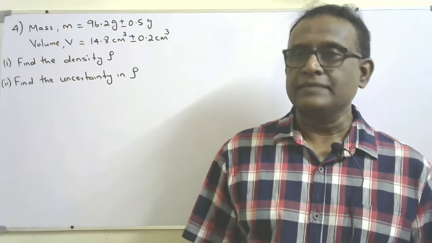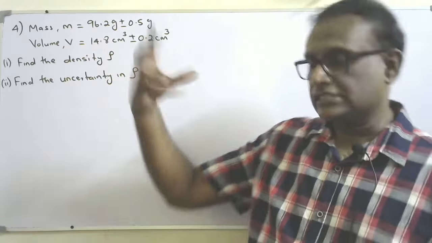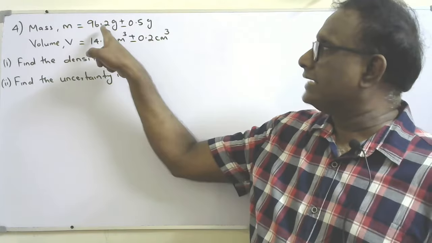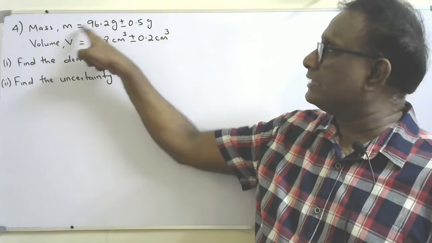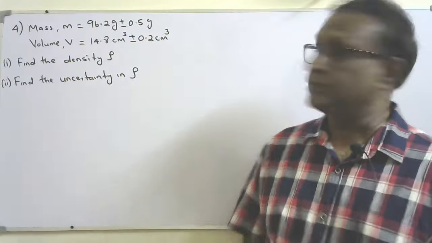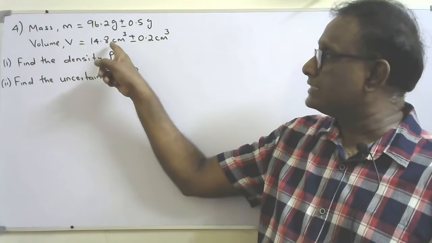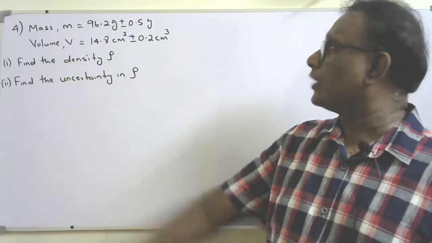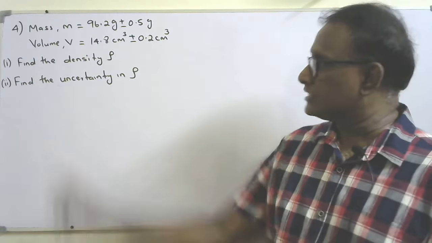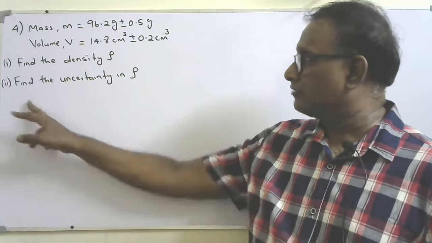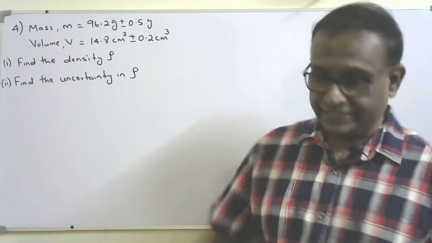Okay, so there's a simple question given again. Mass of something is measured, maybe a metal piece. Mass is 96.2 gram. The uncertainty in the measurement of mass is plus or minus 0.5 gram. Volume is measured for the same object, 14.8 cm cube. The uncertainty in the volume is 0.2 cm cube. First part, find the density rho. We can give it in gram per cm cube. Second part, find the uncertainty in density.